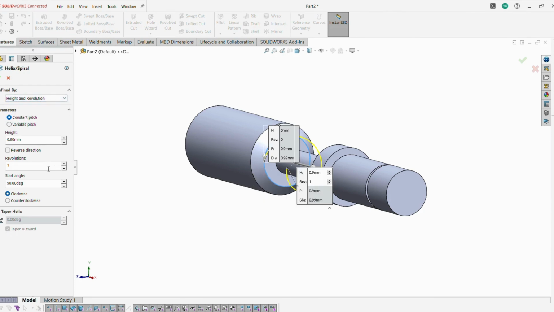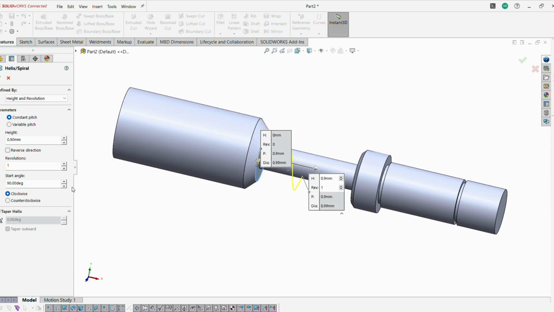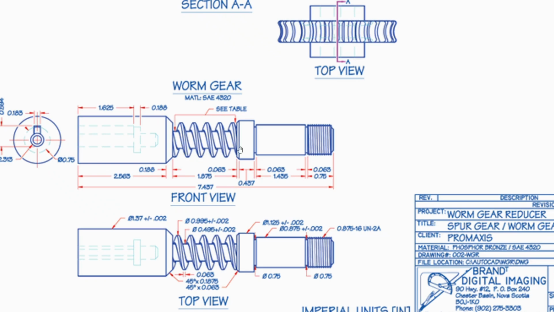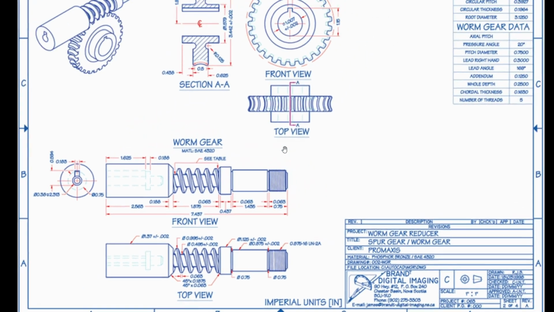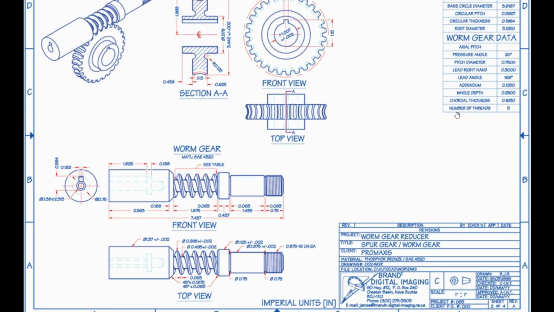Changing the options right now to height and revolutions. Afterwards, pick the overall height. It is 1.875. Mention it. How many revolutions do we have? If you look at the specification chart, it is clearly explained that the number of threads is nothing but 5 different threads.